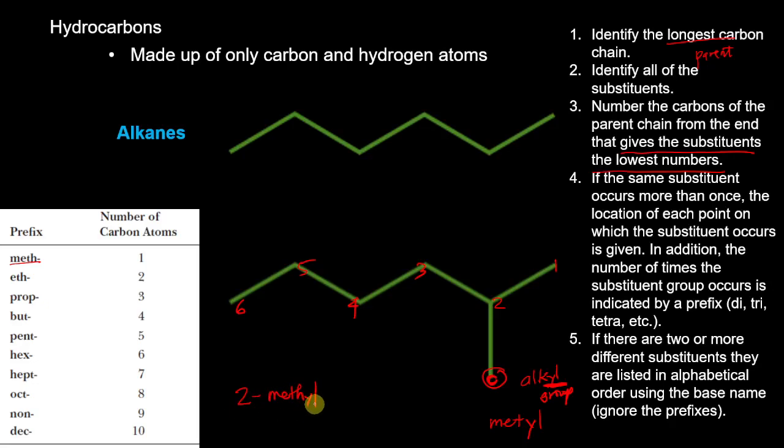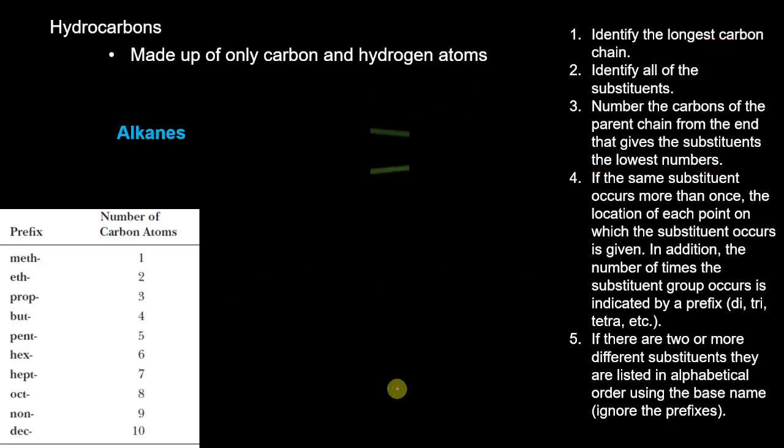So that's 2-methyl. Then after the substituents, we name the parent chain. The parent chain is composed of 6 carbons, so this will be 2-methyl hex. Then again, all bonds are single bonds. This one is hexane. So this one is 2-methyl hexane.